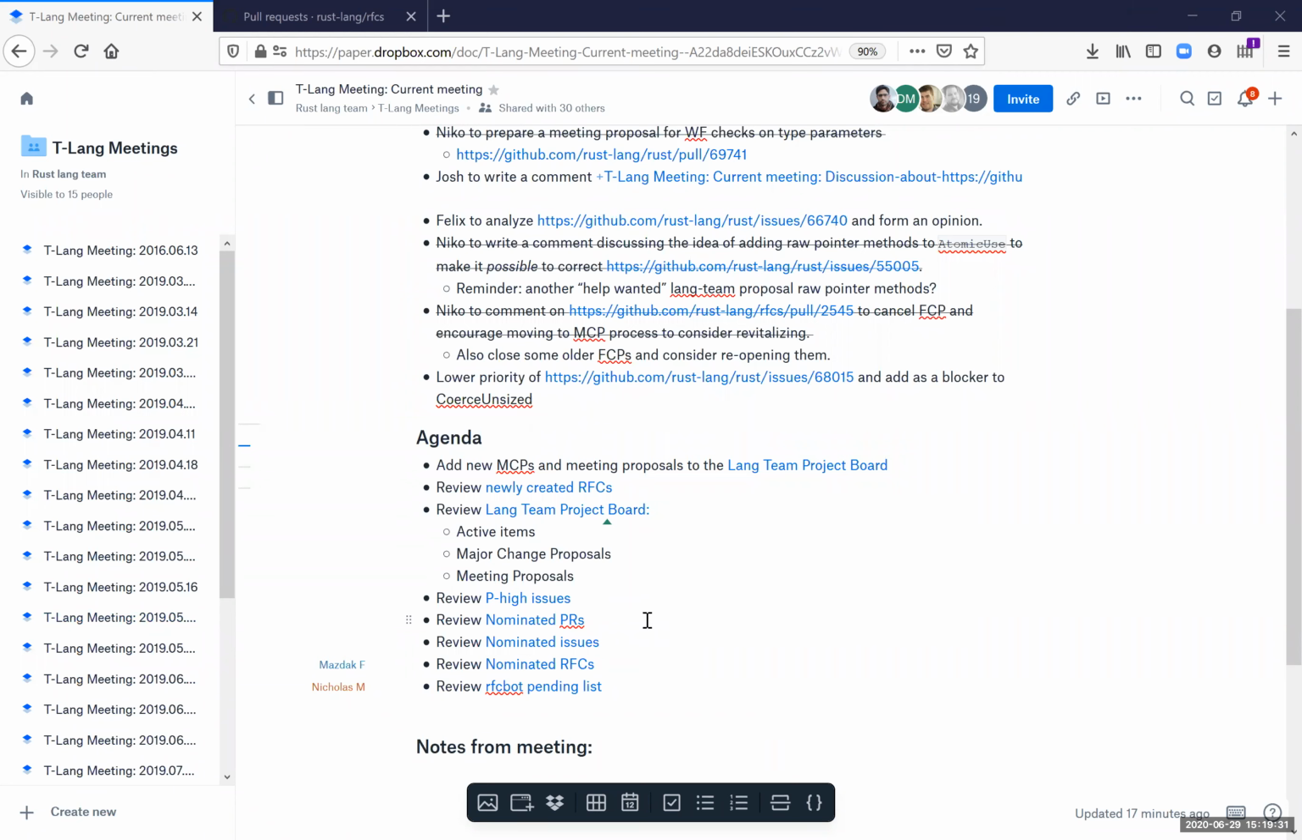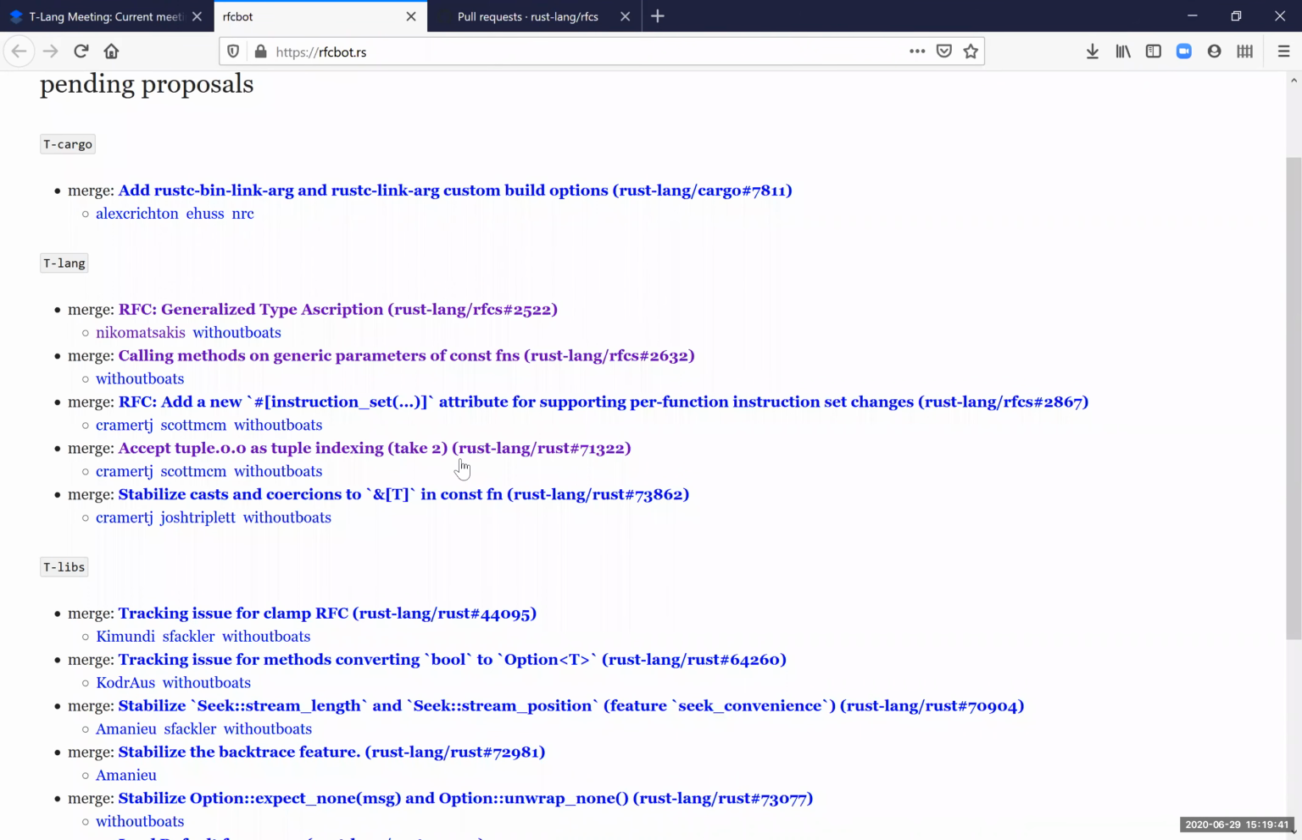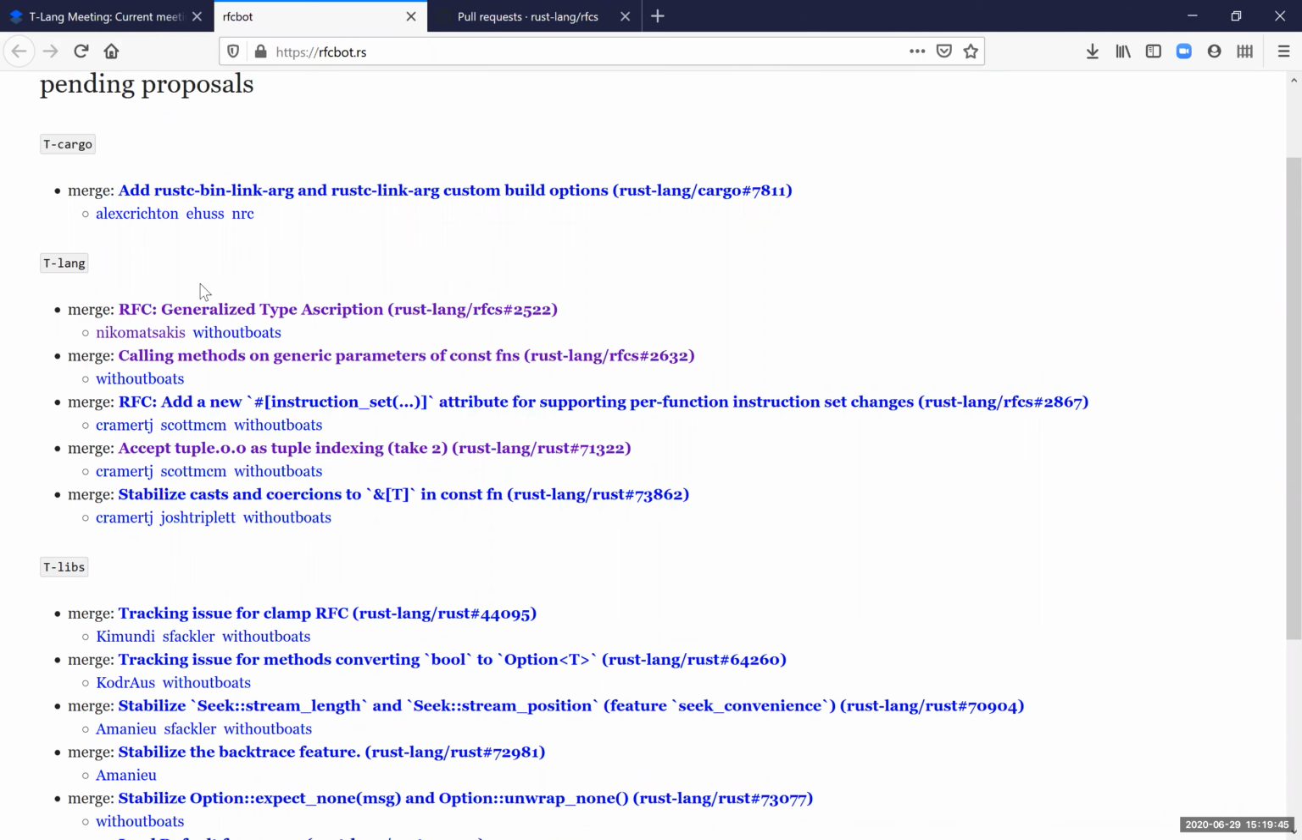Okay, well, any other comments on that? Otherwise, I'll look at the RFC bot pending list. We're actually doing pretty well. I'm trying to get down to not having a lot of things here. Scott, I see you're on the call. I'm going to badger you about these two. Okay. And I'm looking at the last one right now.